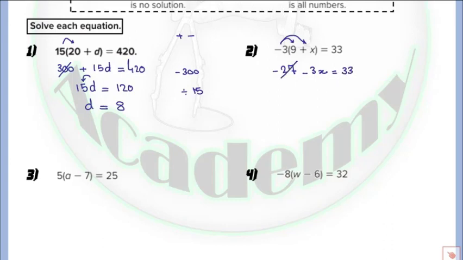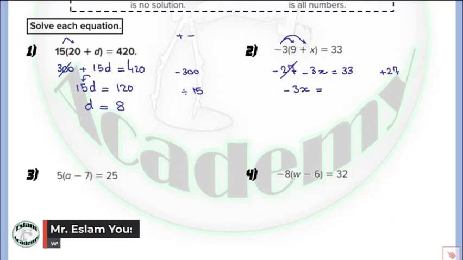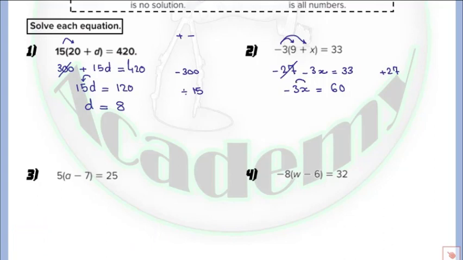At the first we have minus, so it shifts to be plus, by adding 27. So negative 3x will be equal to 33 plus 27, the answer will be equal to 60. Now we have here negative 3 multiplied by x, so we just divide by negative 3. So x will be equal to 60 divided by negative 3, the answer will be equal to negative 20.